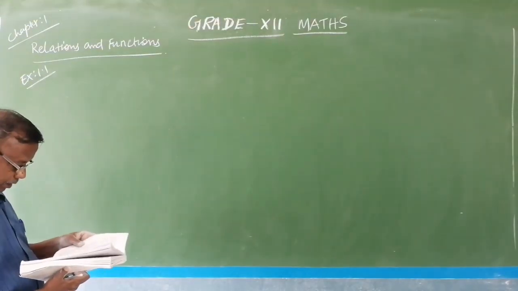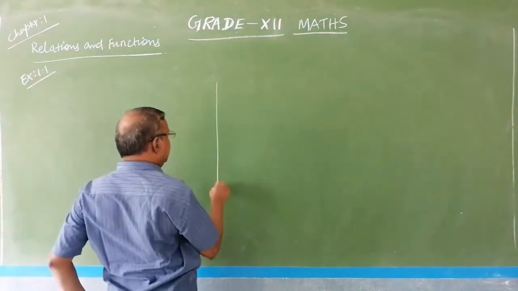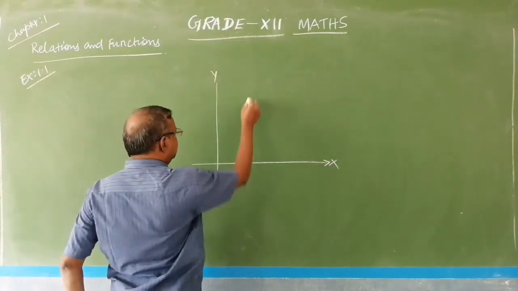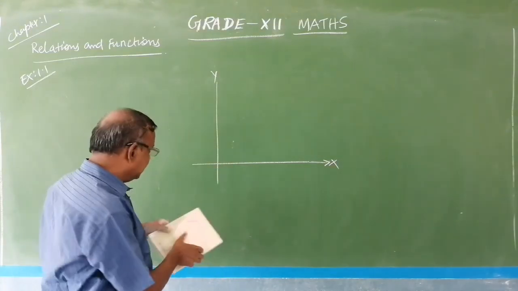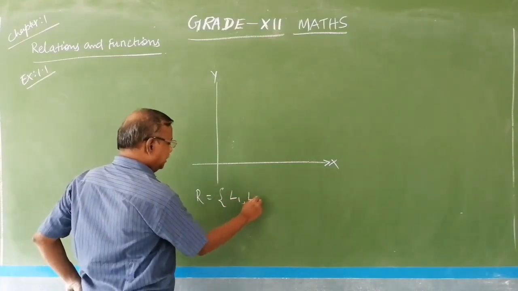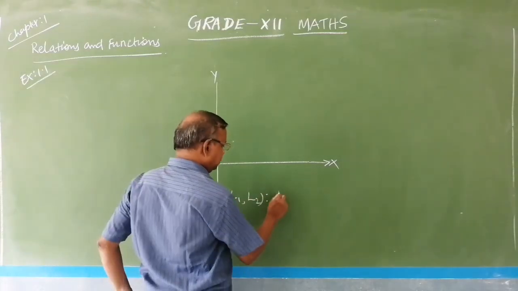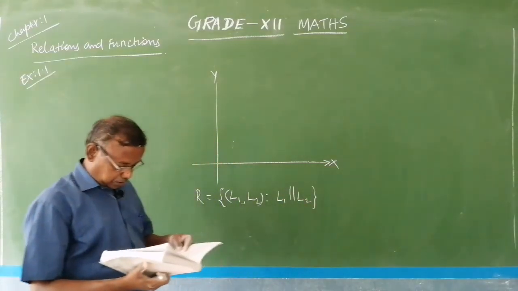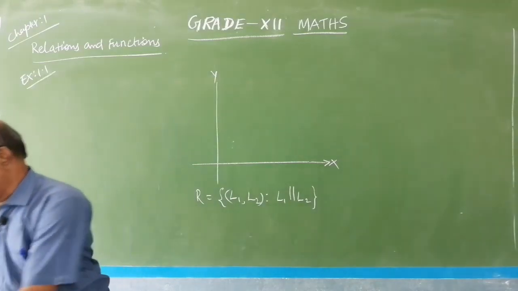Question number 14. Let L be the set of all lines in the xy plane. There are so many lines we can draw in this plane, and the relation R is defined as (L1, L2) such that L1 is parallel to L2. This is the condition. Now, show that R is an equivalence relation.